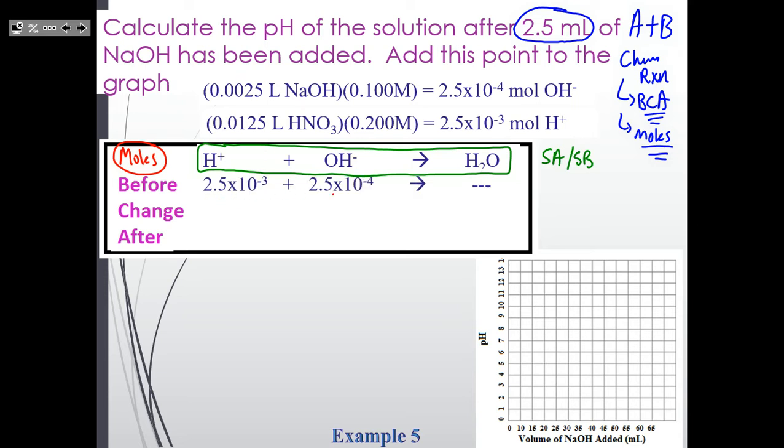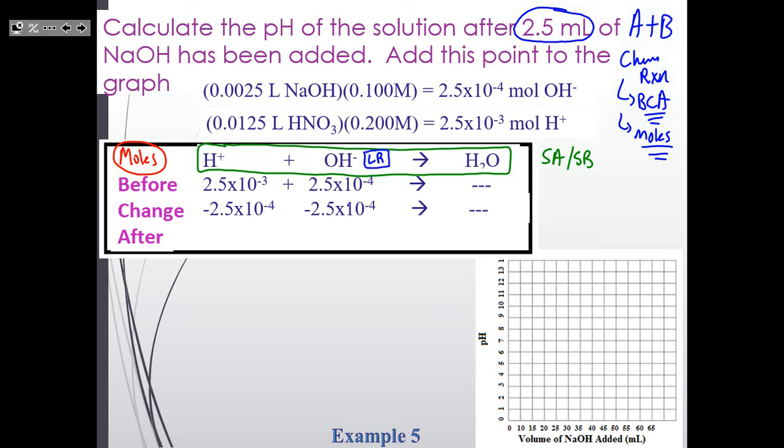Initially, here are my molar values. Notice that water is not included. This will not affect the pH of the solution. Our change is going to come from identifying the limiting reagent. Hydroxide has a smaller amount, and this is our limiting reagent here.